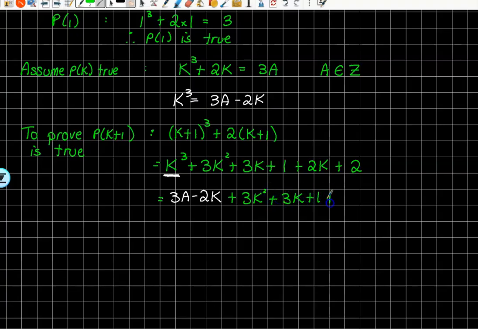And what are we hoping is going to happen? Hopefully you're going to pull out a 3 from somewhere. We've got 3a. Now there's only 3k squared, that's nice. Minus 2k plus 2k, plus 3k. 1 plus 2 is 3. We're laughing. Yes? We've got a common factor.